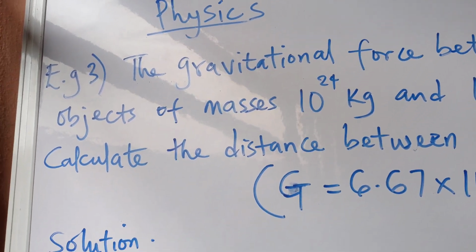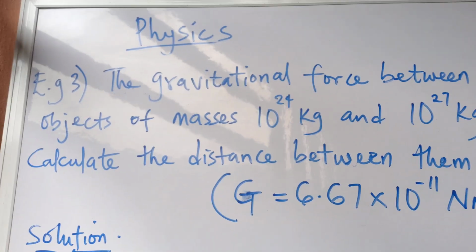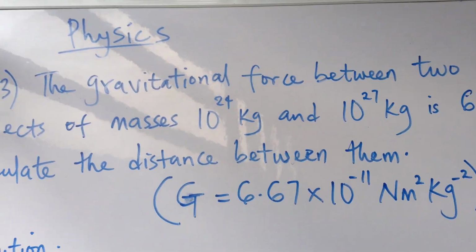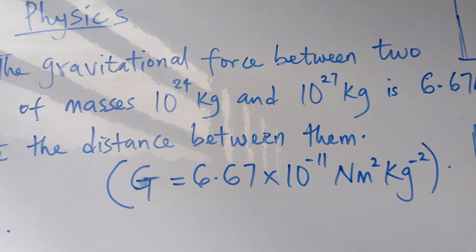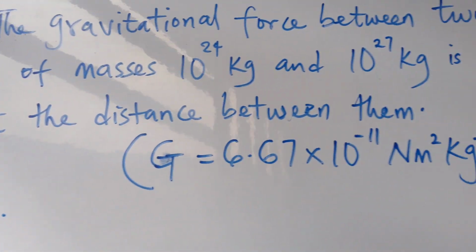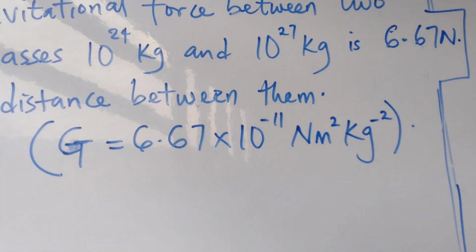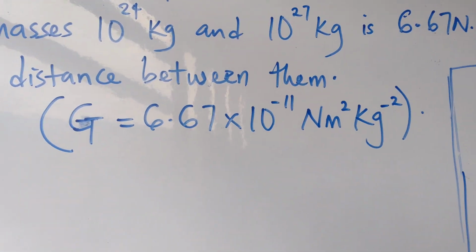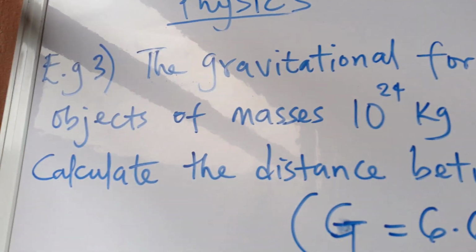Right, so we have another question on the board, and it says the gravitational force between two objects of masses 10 raised to power 24 kilogram and 10 raised to power 27 kilogram is 6.67 Newton. Calculate the distance between them. We are given the gravitational constant as 6.67 times 10 raised to power minus 11 Newton meter square per kilogram square.